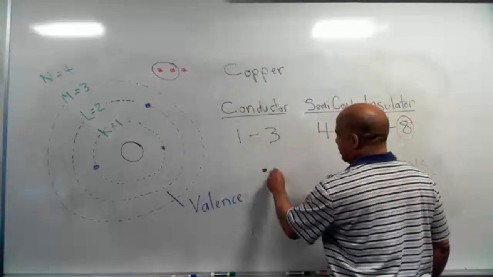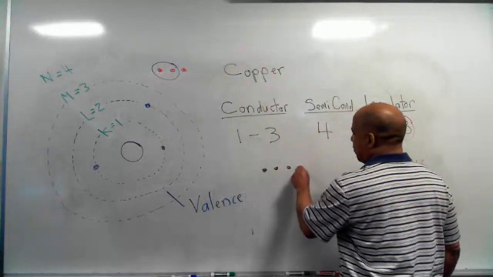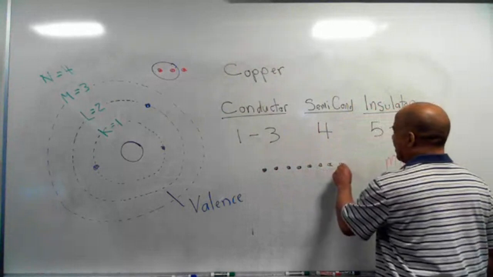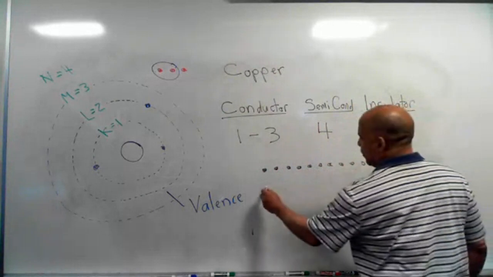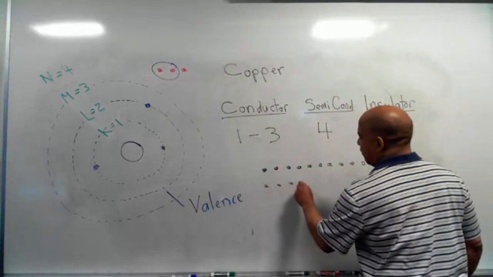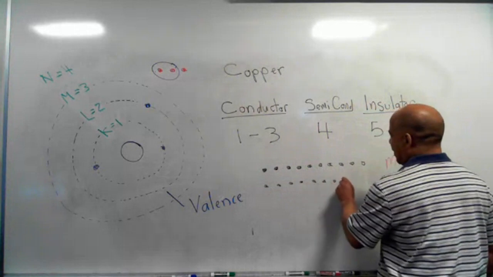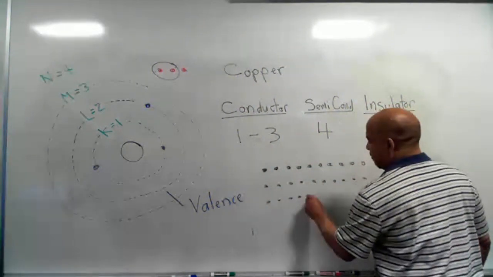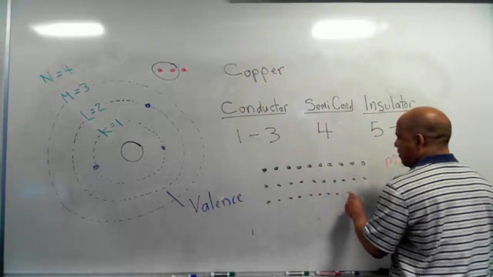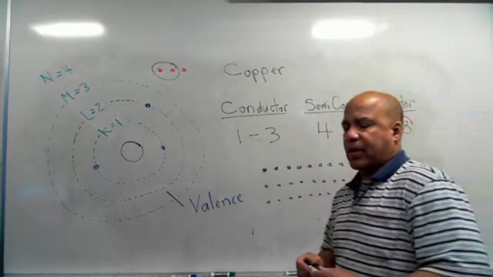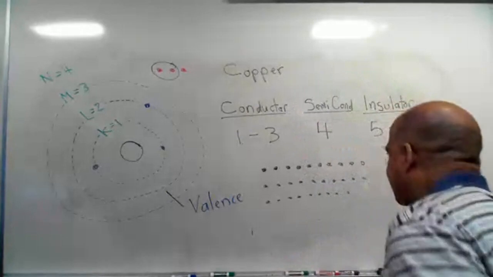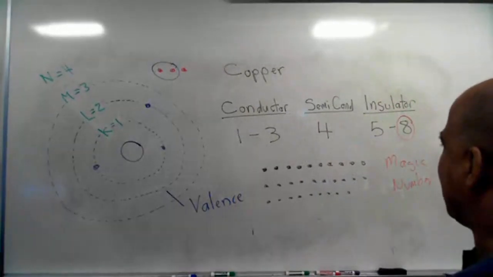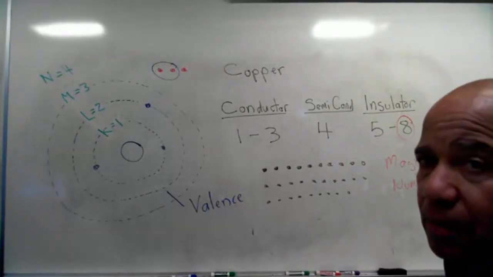So I got 1, 2, 3, 4, 5, 6, 7, 8, 9, 10. Then 1 through 10 again. Then 1, 2, 3, 4, 5, 6, 7, 8, 9. So there they are. I got 29 dots that represent the 29 electrons in copper.